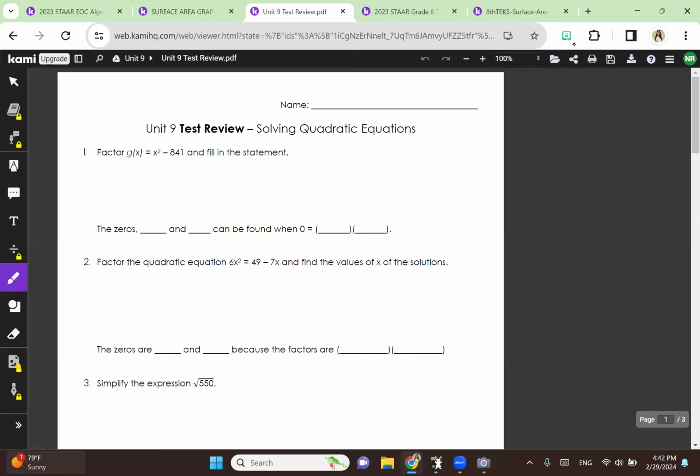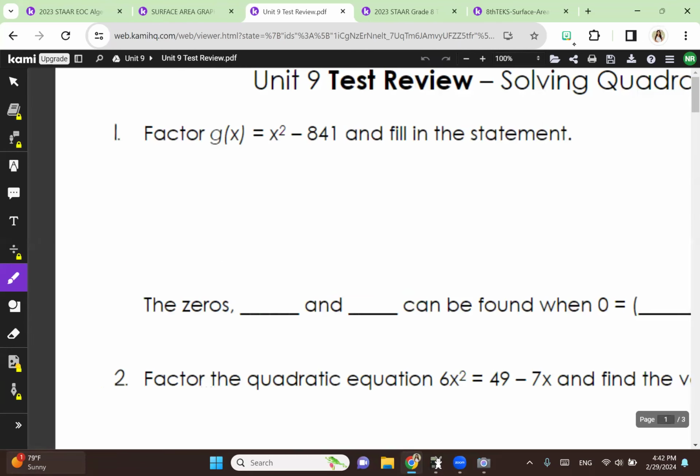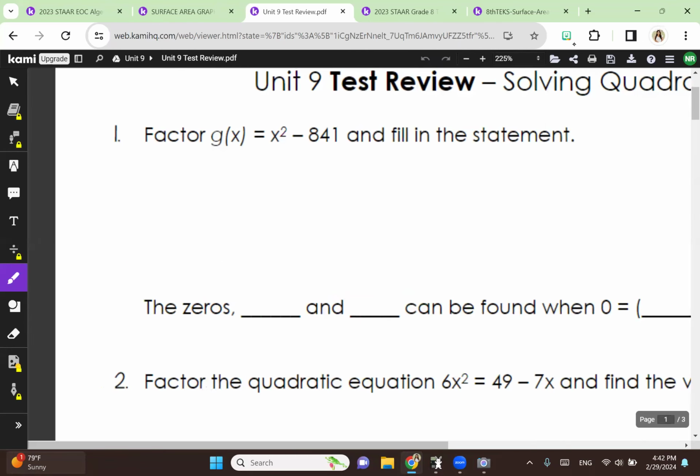Test review for tomorrow's test. First question says factor g of x is equal to x squared minus 841. Now, the answer choice is going to look like that statement below. That's why I have that there.